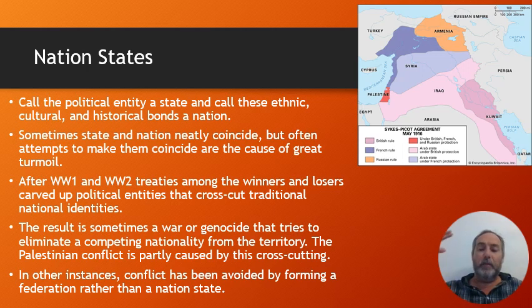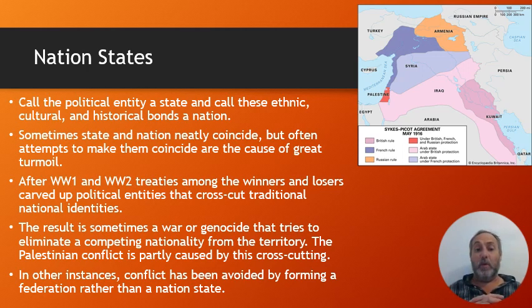Call the political part the state. Call the ethnic, cultural, historical bonds, whatever constitutes a nationality, call that a nation. And yes, sometimes the state and the nation coincide rather neatly. But often we'll see throughout history that attempts to jam those two things together have been the cause of a lot of turmoil.